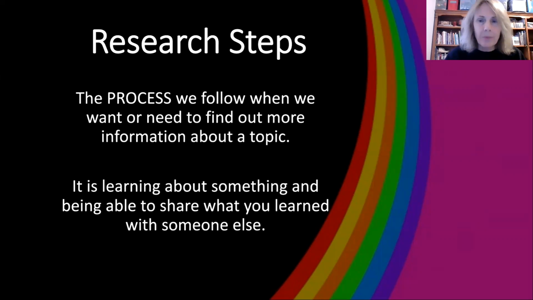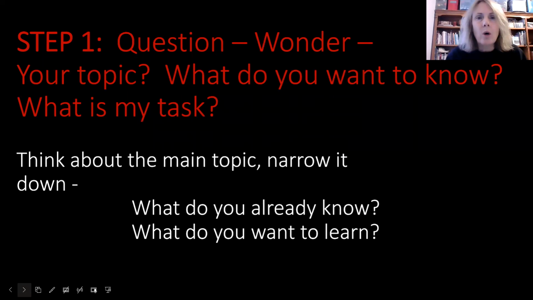So, the first step within the research process is determining what your topic is, what you are wondering about, what you want to know about. And part of that is also figuring out, well, what is my task? So, usually you think about a main topic that you want to learn about, something that you are interested in, something you want to get better at, something you're trying to solve, and then narrow it down.